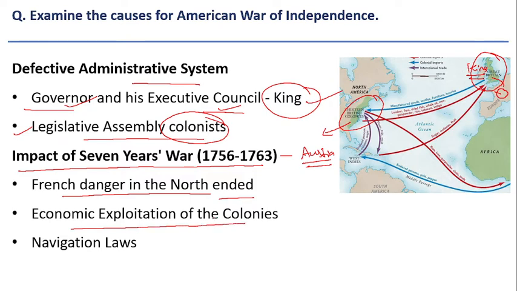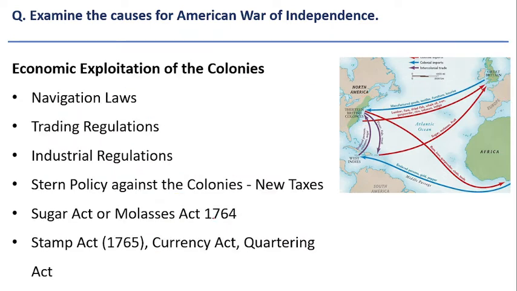Because of the Seven Years' War, there was an immense economic burden on Great Britain. Now Great Britain wanted to come out of this economic burden. They wanted to impose more taxes on the colonies, and they brought new laws as well. New laws like navigation laws, trading regulations, industrial regulation. They imposed certain taxes like the sugar tax, molasses tax, stamp duty, Currency Act, and Quartering Act. Through various tax measures, Britain wanted to extract as much tax as possible from the colonies.